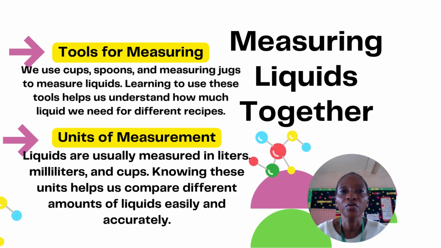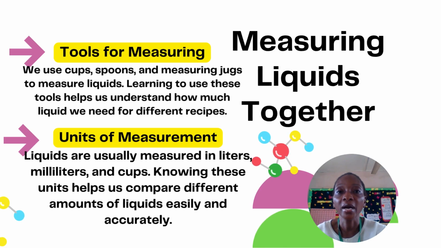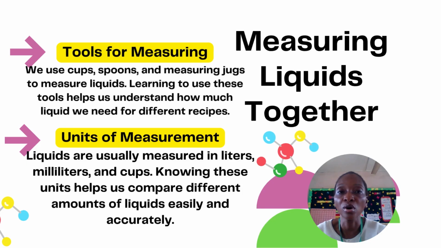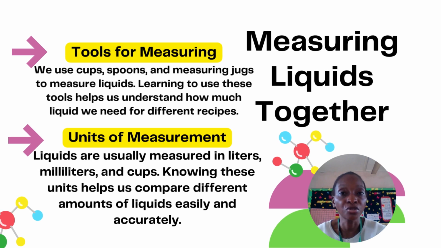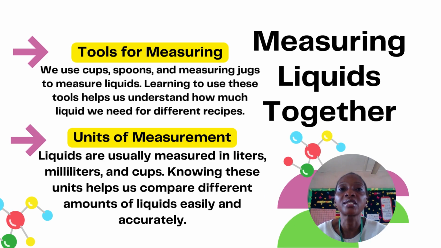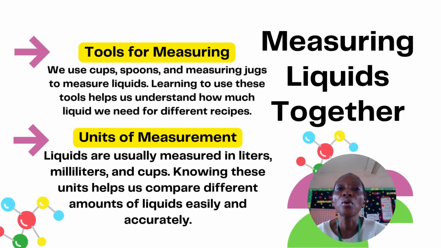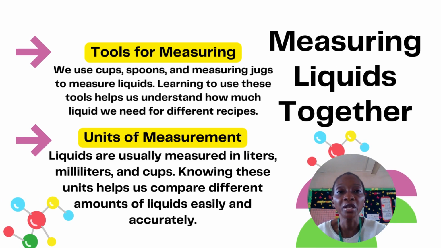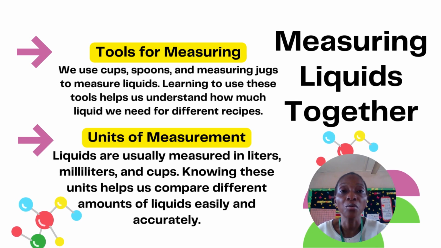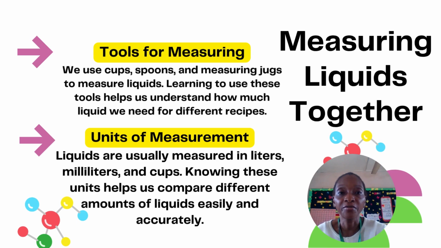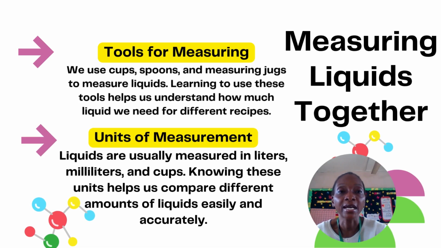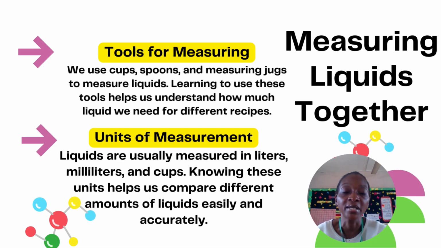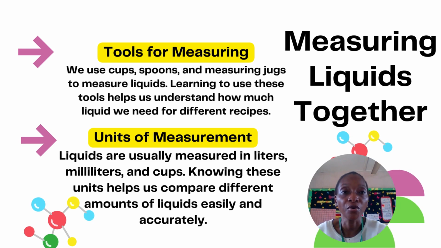Let's talk about some tools for measuring our liquids. Like I said earlier, we can use cups. There are some cups and some small jugs that have measuring scales on them. We can use spoons. We can use measuring jugs to measure our liquids. Learning to use these tools will help us to understand how much liquid we need to use for different recipes in our cooking, or for different things that we are experimenting on, because sometimes you can't just pour everything. You have to have a specific measurement. So measuring liquids helps you to know the specific measurements you need to use for your liquids.